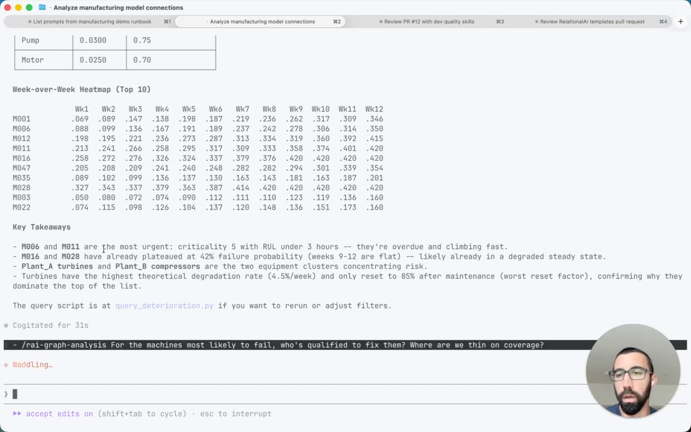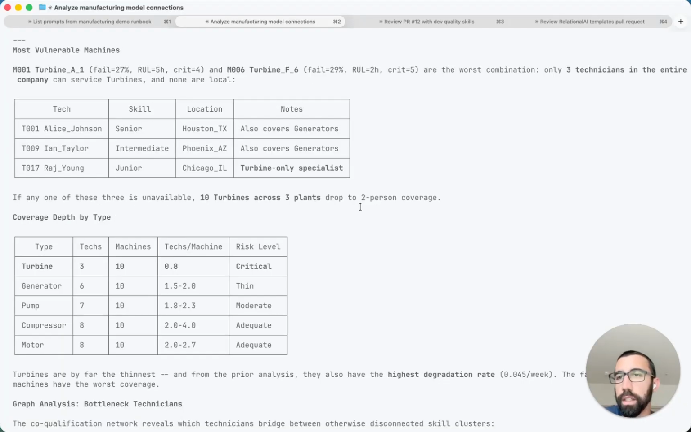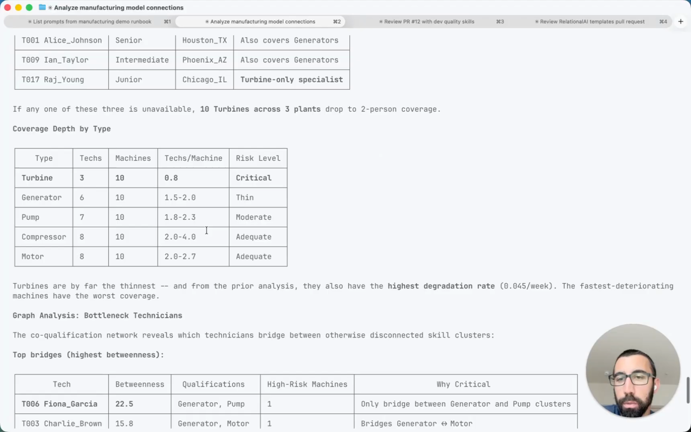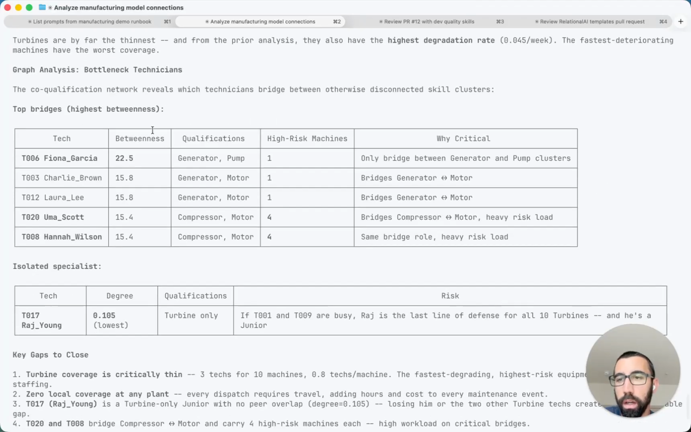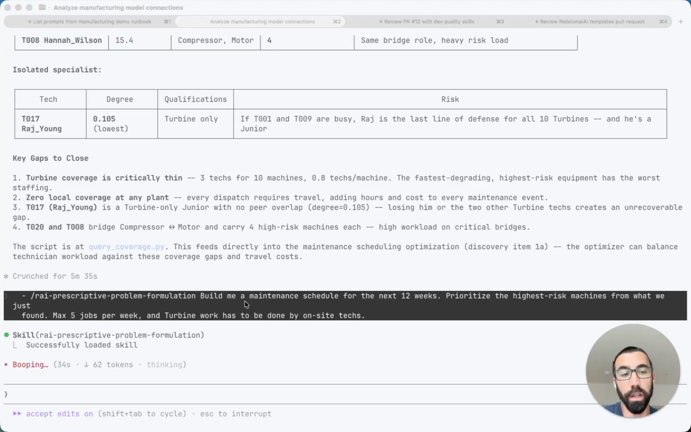We'll switch gears and do a graph analysis. It allows us to see which machines are most vulnerable and how we can map to potential technicians and where the bottleneck might be. Based on this, we're going to optimize our maintenance schedule to ensure we don't have downtime.